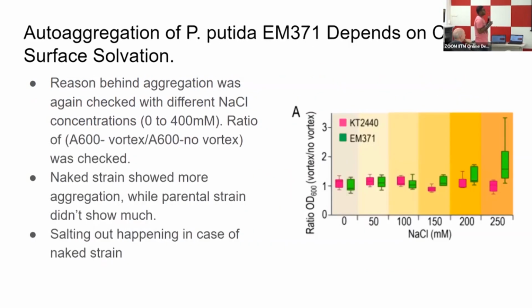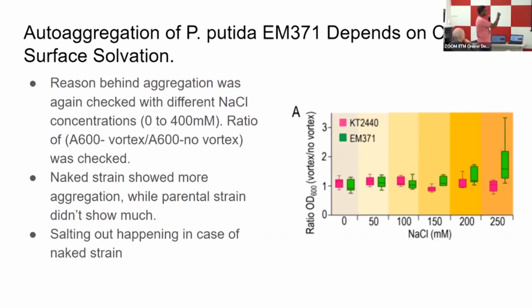Then, auto aggregation of Pseudomonas putida. Before, we checked that the modified strain is going to the bottom, it is getting segregated. They wanted to check if it is happening because of the solids present in the solution. So they checked with different concentrations of NaCl salt from 0 to 400 millimolar, and the ratio of A600 vortex by A600 no vortex. That means the absorbance at 600 nanometer was checked with vortexing and without vortexing. With vortexing will have flocculation, without vortexing is without flocculation.